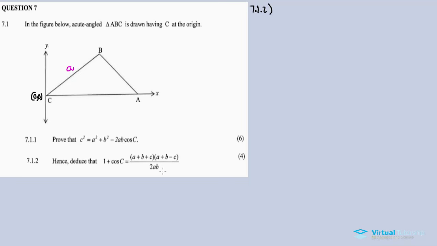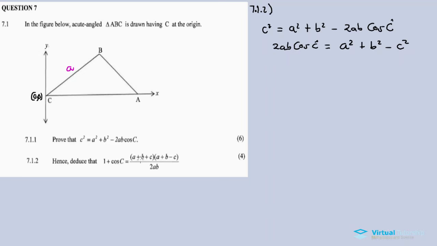So now 2ab, now 2ab. It shows that this thing is somehow connected to the cosine rule. So that's why we are going to apply the cosine rule. Again, c squared equals a squared plus b squared minus 2ab cos c, right? Cos c. The first thing is to make this positive by transposing it from the right to the left hand side.